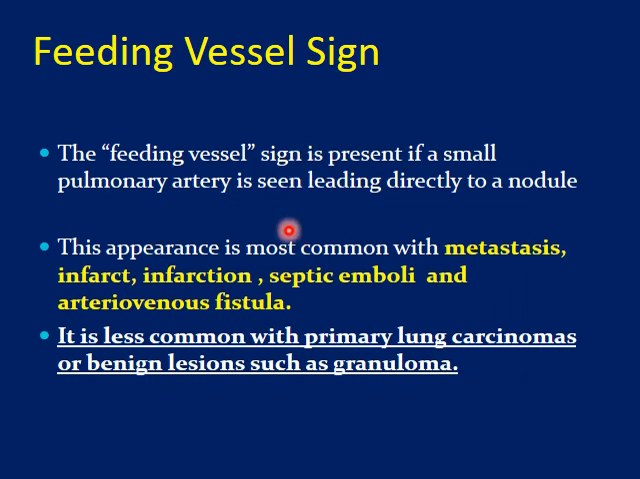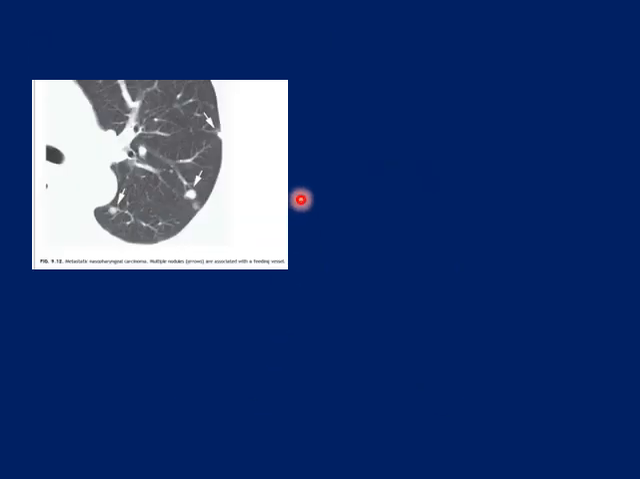Feeding vessel sign. The feeding vessel sign is present if a small pulmonary artery is seen leading directly to a nodule. This appearance is most common in metastasis. Differential diagnosis: infarctions, septic emboli, and arteriovenous fistula, because of course it has a feeding artery. It is less common with primary lung carcinomas or other lesions like benign granuloma. What is meant? You see a nodule that is supplied directly by an artery.